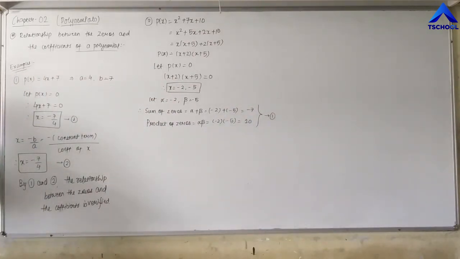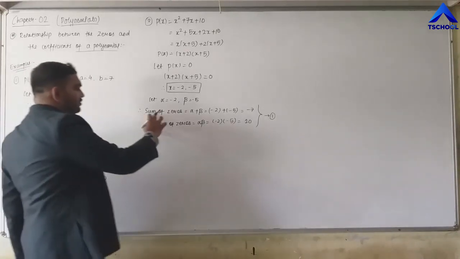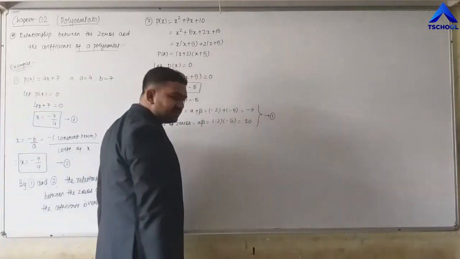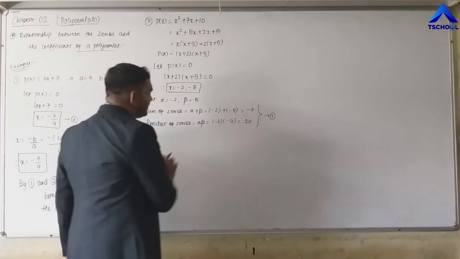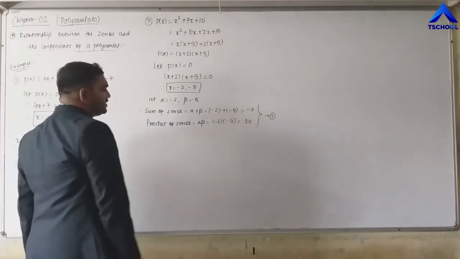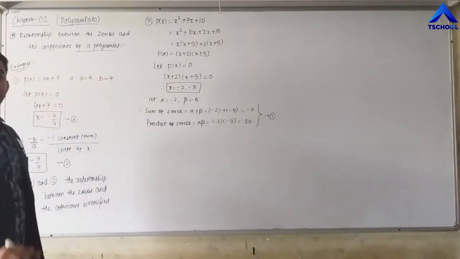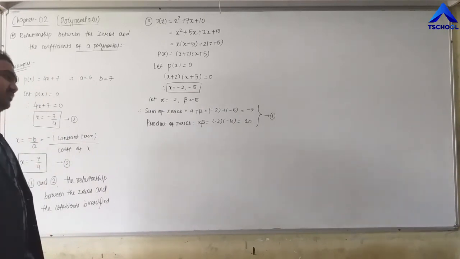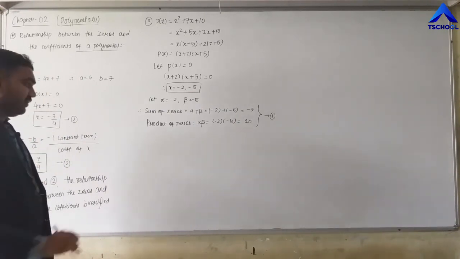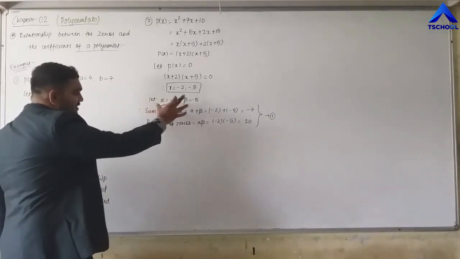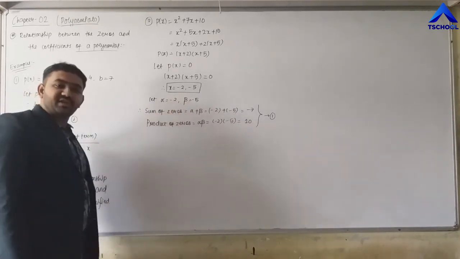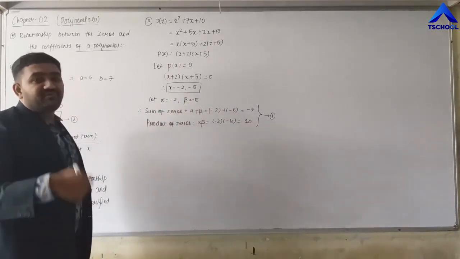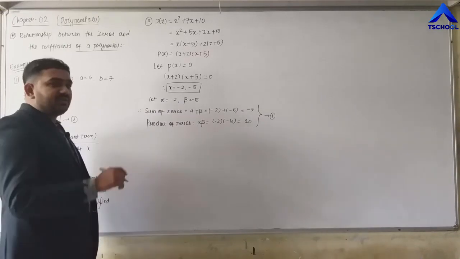Right, as equation number 1, the sum of the zeros, that is alpha plus beta, equals minus 2 plus minus 5, which equals minus 7. And the product of the zeros, that is alpha into beta, equals minus 2 into minus 5, that is equal to 10. Now we have just found the zeros, the sum of zeros and the product of zeros. Now we shall relate this with the coefficients.